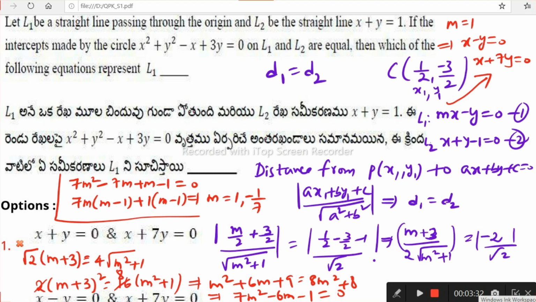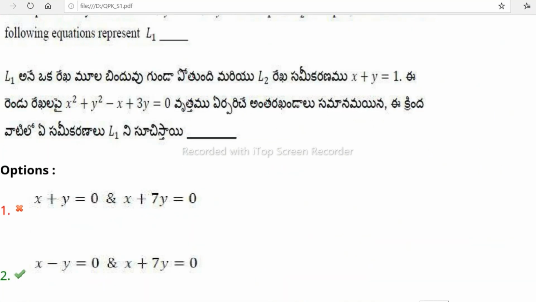If you feel that some lengthy questions are there, please avoid that, especially in case of EAMCET, right? And you can put the guesswork. Now we'll come forward to the next question. Now we'll see the option which is correct. We'll check it now, right? Yes, it is there in the second option. x minus y equals 0, x plus 7y equals 0 is our required result, right?